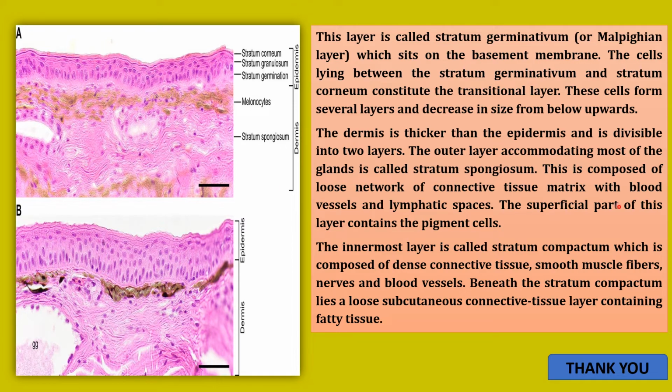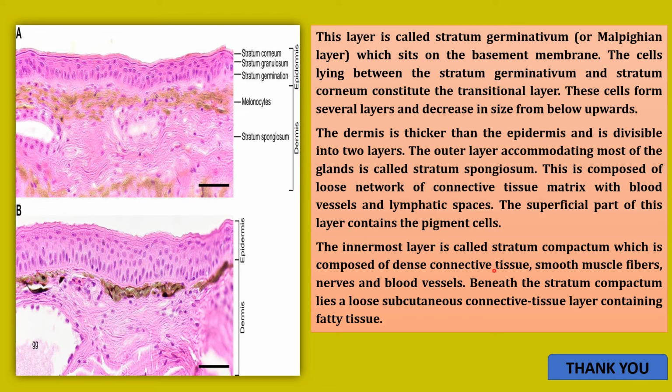Now the superficial part of this layer contains the pigment cells. You can understand, this is the dermis and this is the superficial, that means uppermost, part of dermis. Follow the laser, you will understand. This is the superficial part of dermis which contains pigment cells or chromatophores. And here this is epidermis, which contains these three layers.